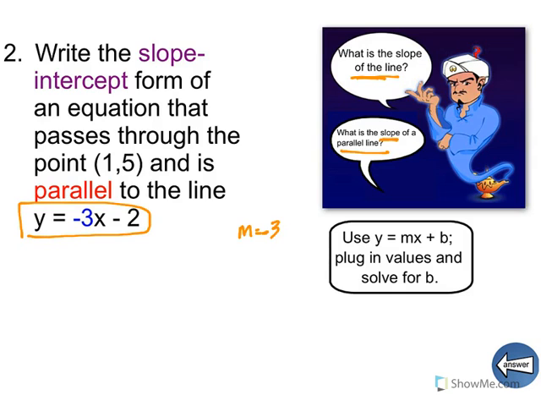We do not need the y-intercept from this line because remember our y-intercept is going to be a little bit different. So we're going to write the slope-intercept form of this equation, knowing that it passes through the point (1, 5) and is parallel to the line y equals negative 3x minus 2. I've already pulled what we needed from y equals negative 3x minus 2. All that we needed from this line was the slope because it's parallel to the line that we're writing.